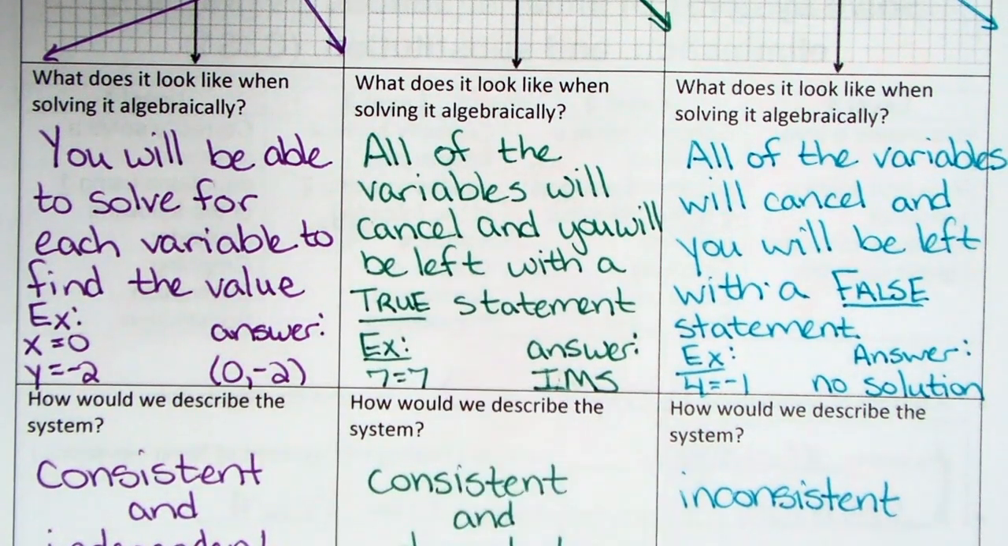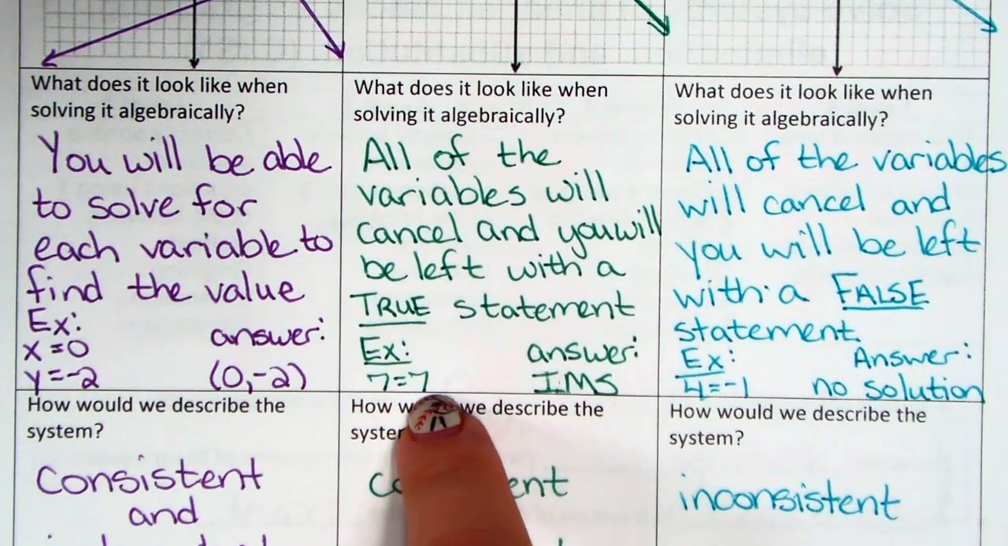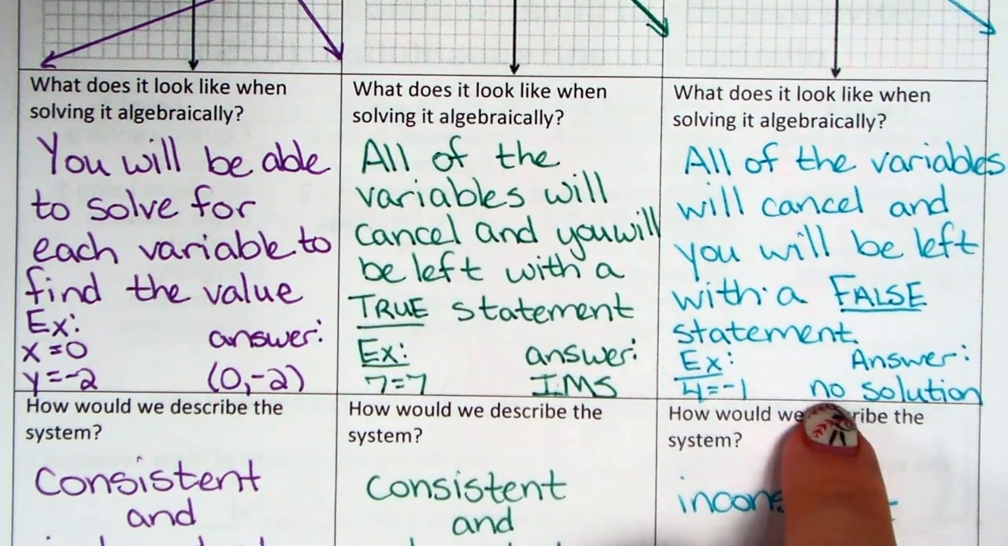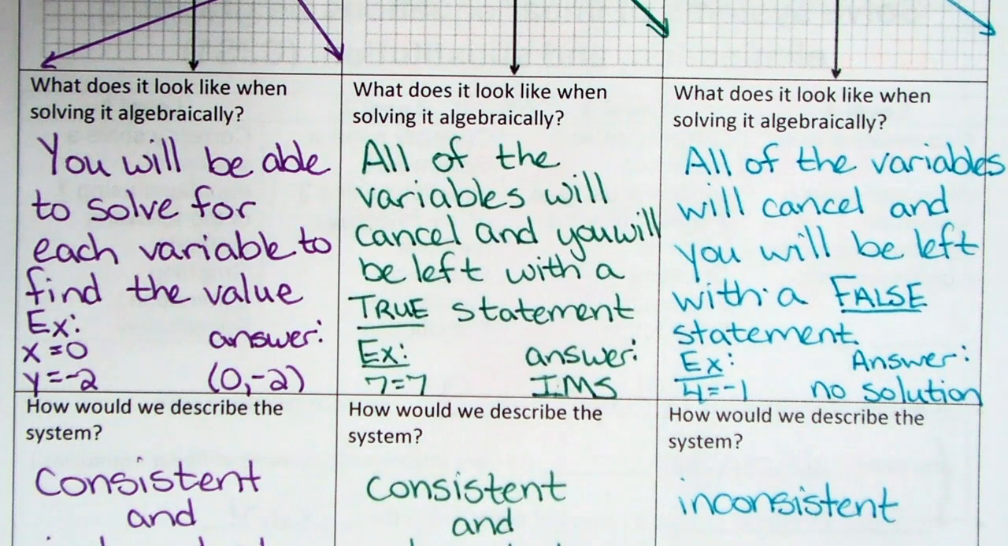Then, for algebraic solving, it looks a little different when you have infinitely many solutions and no solution. If it's infinitely many solutions, what will happen is all of your variables will end up canceling out, and you'll be left with something that is a true statement, like 7 equals 7. That is a true statement, and so we would write IMS. In no solution, all of your variables cancel out, and you're left with a false statement, like 4 equals -1. That is a false statement, therefore it's no solution.